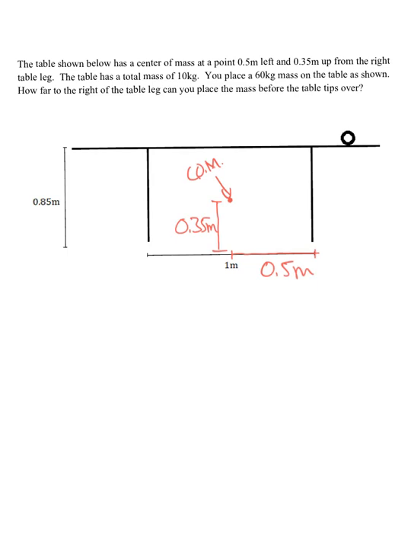table tips over? So the idea is that if I keep moving this mass to the right here, eventually the table would fall over. And it would rotate around this point here, which makes this point our axis of rotation. And so we're going to try to figure out the torques around that axis of rotation, due to the various forces that are acting on the table.